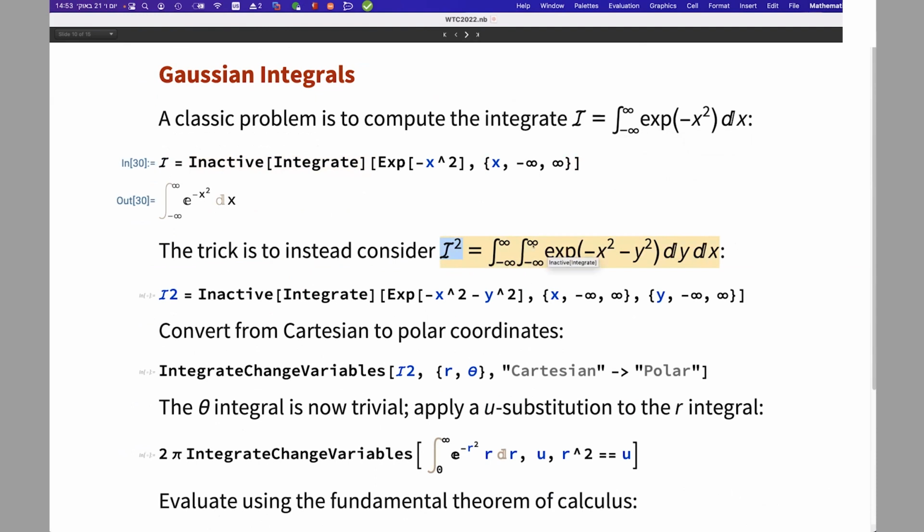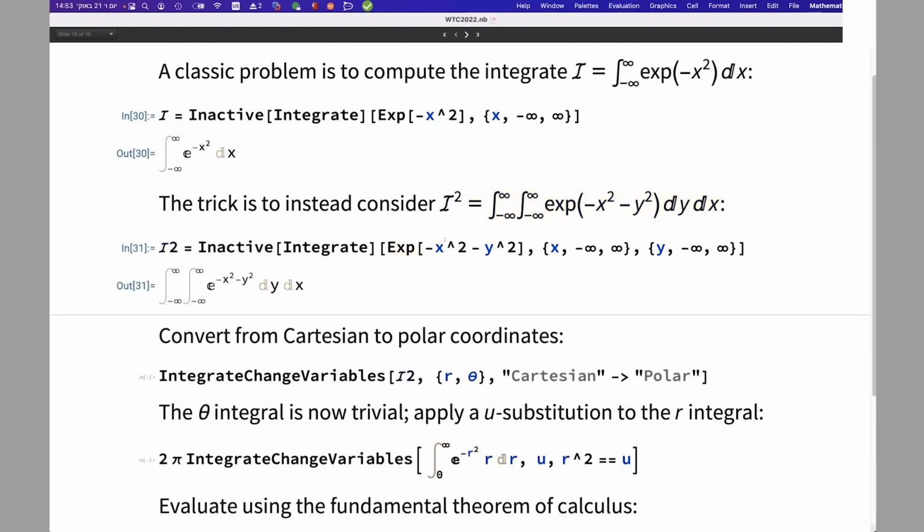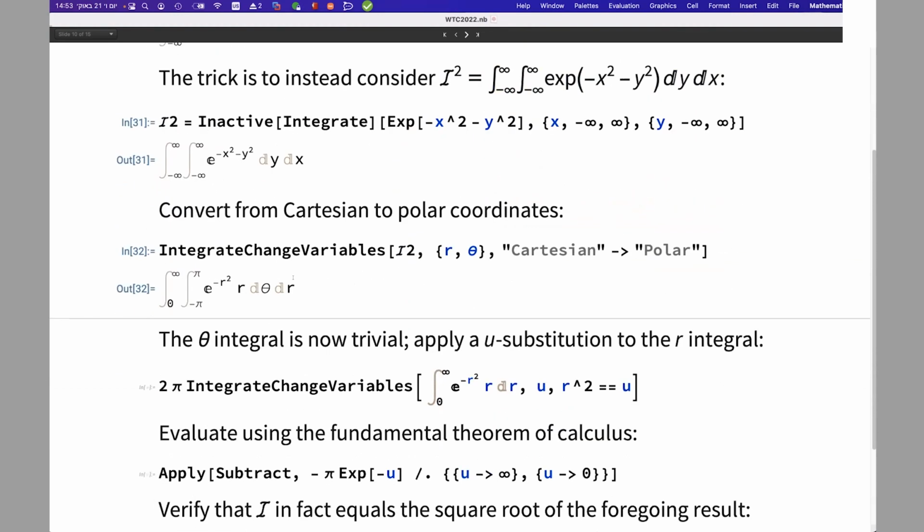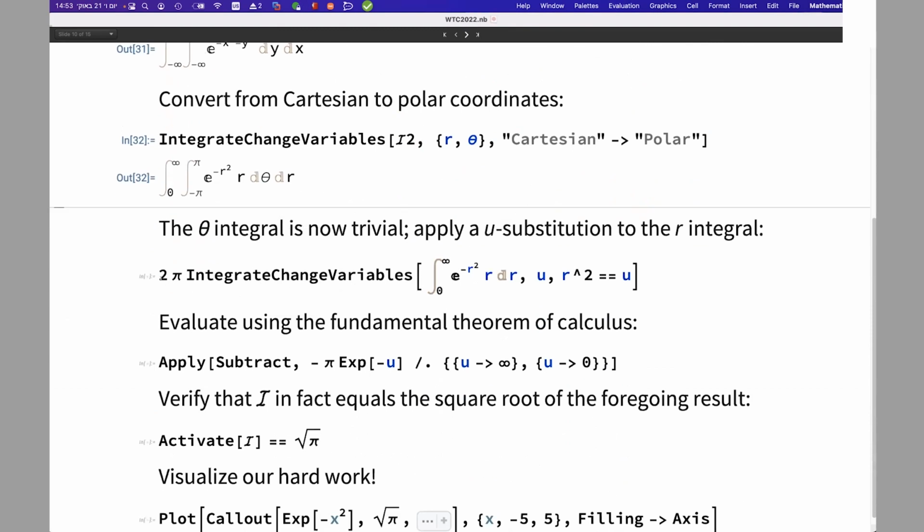So the trick is to instead look at the integral squared. And since x is just the dummy variable, in the second integral we can call it y, and then combine the e to the minus x squared and the e to the minus y squared. And then you're going to change from Cartesian to polar coordinates. Again, the theta integral has become really easy, just 2 pi, and we'll apply a u substitution.